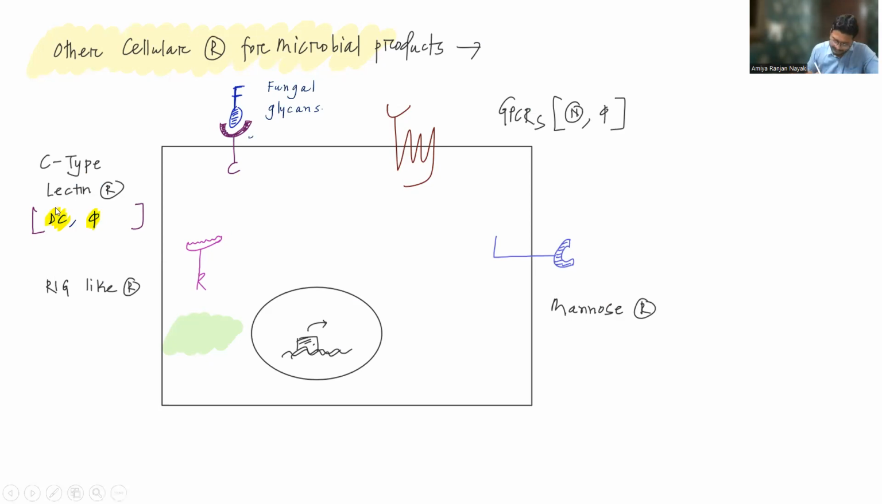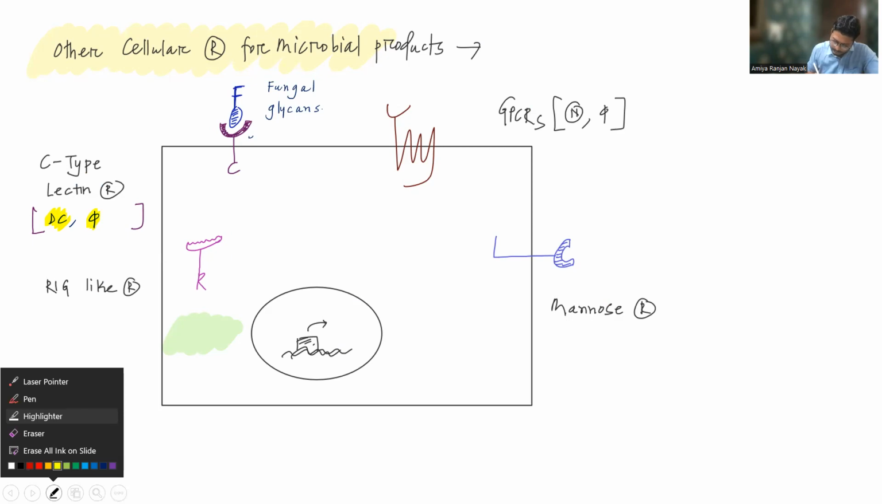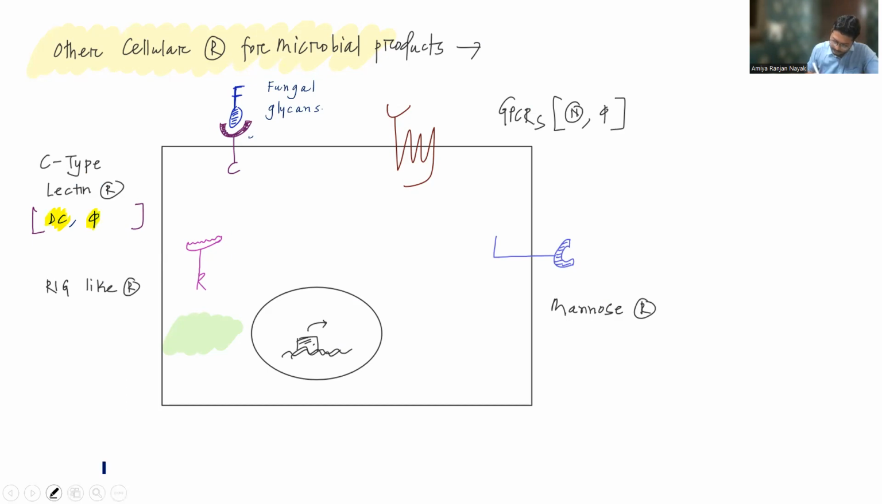Now coming to the second type of receptor, the next type is the Rig-like receptor. This Rig-like receptor is again an intracellular cytosolic receptor, similar to what we discussed for the NOD-like receptor. It is going to identify the viral DNA molecule.